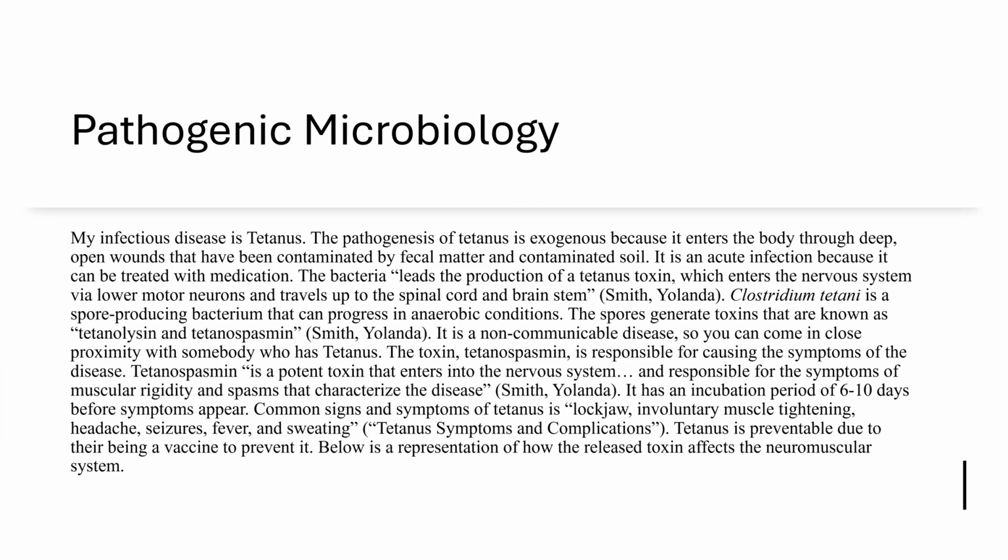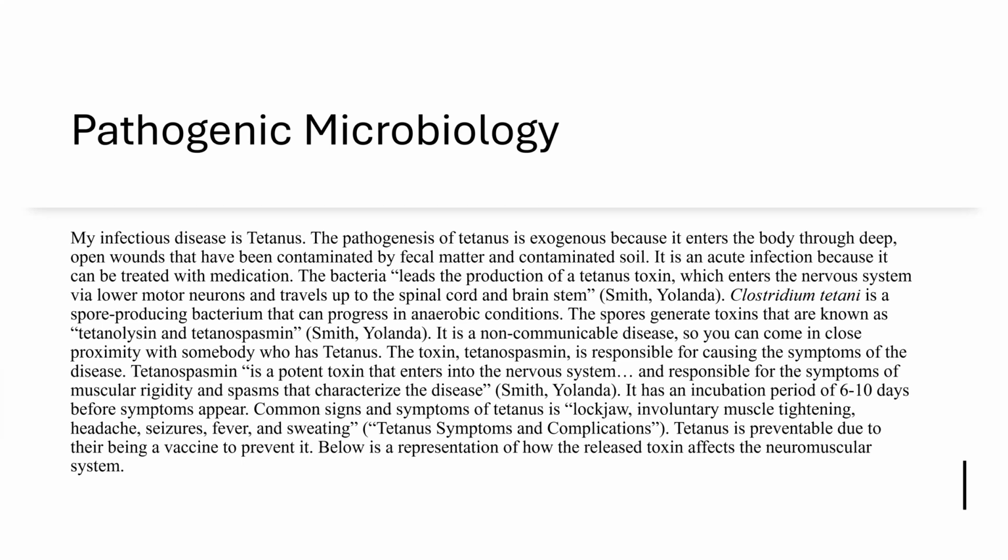The bacteria has two toxins that can enter the nervous system via your lower motor neurons and travel up the spinal cord and brain stem. The Clostridium tetani can progress in anaerobic conditions. They generate toxins known as tetanolysin and tetanospasmin. It is a non-communicable disease, so you can come in close proximity with somebody who has tetanus and not get it.